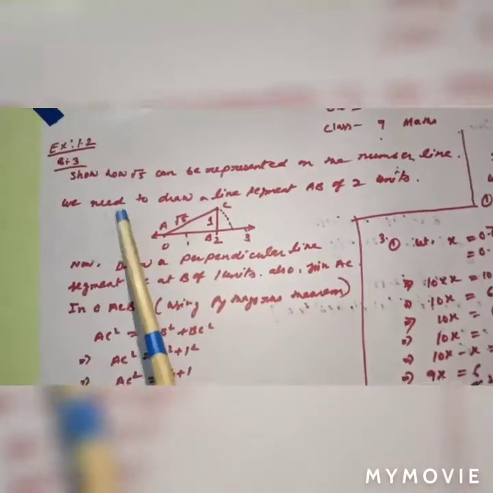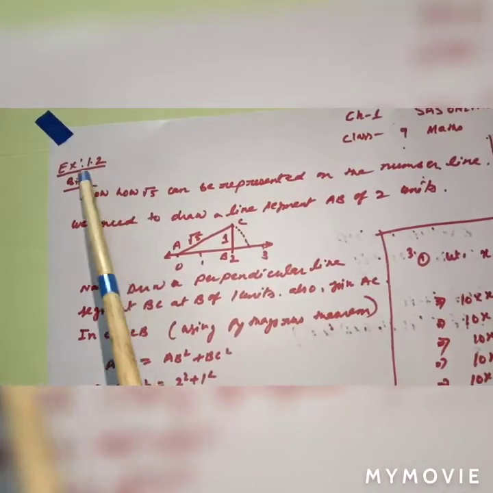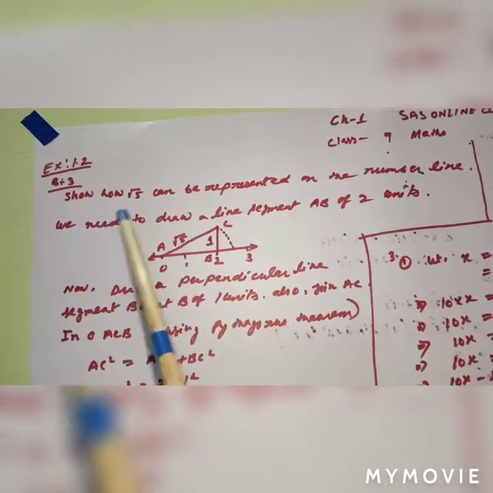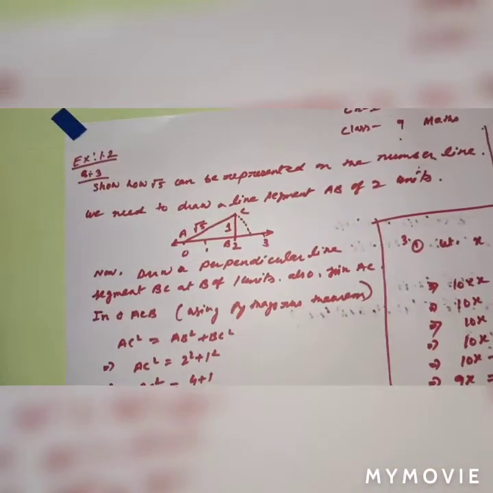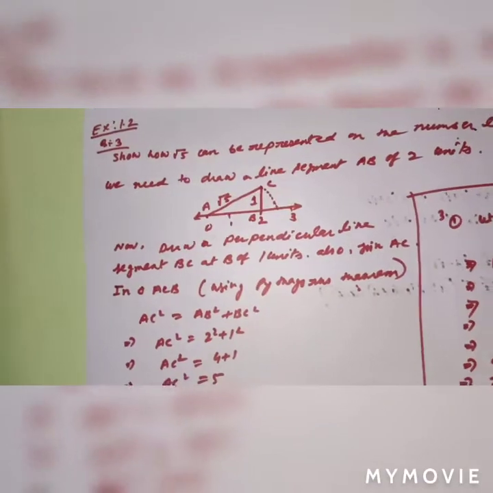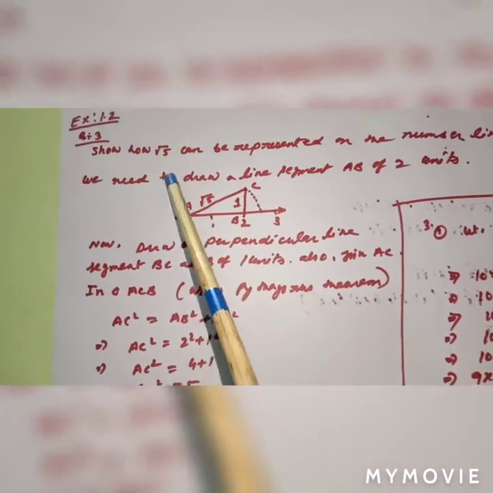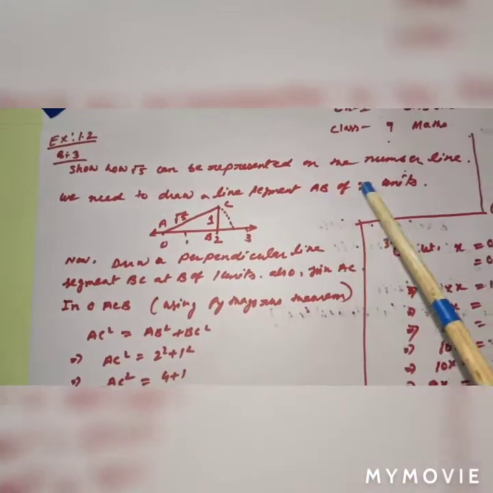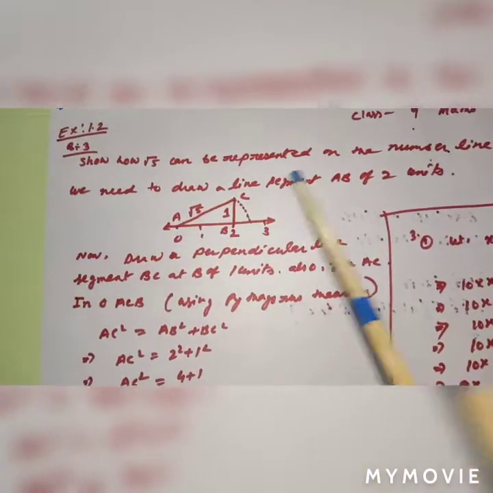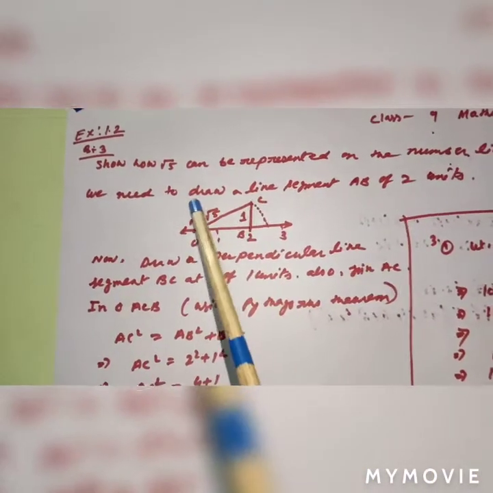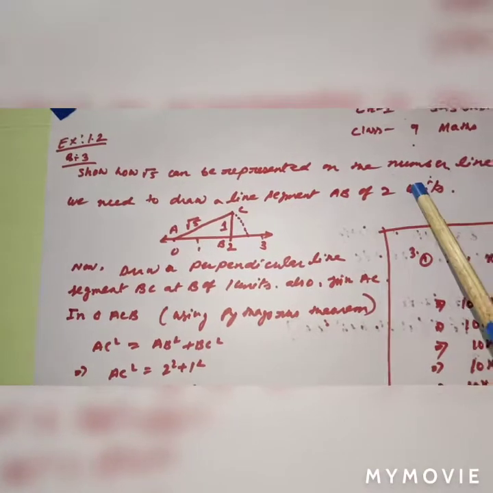So dear students, question number 3, exercise 1.2. Maybe you are having confusion with this question. I have done this one in a different way. This is also correct, so you can do it that way or this way, so that root 5 can be represented on a number line. How can root 5 be represented on the number line?